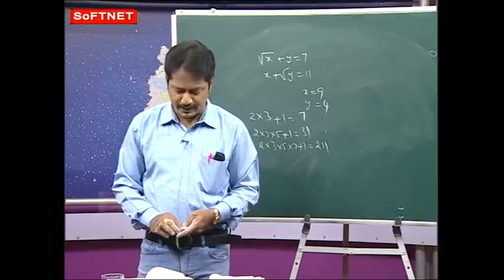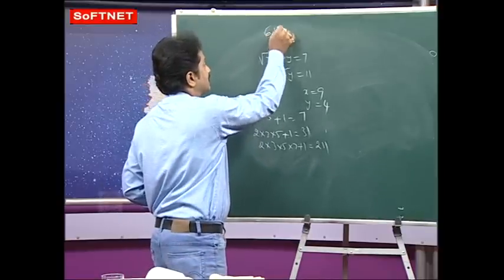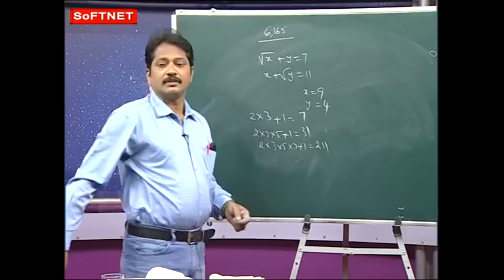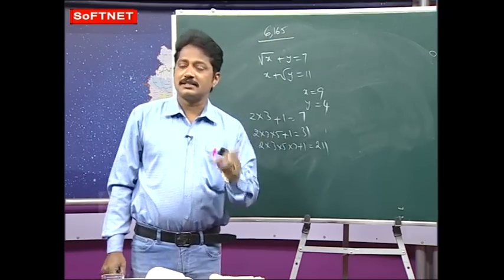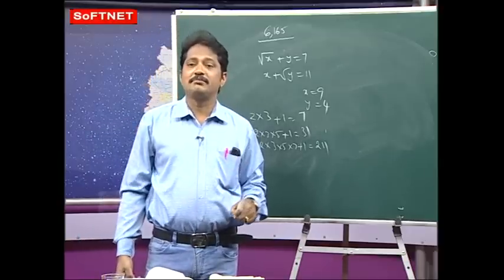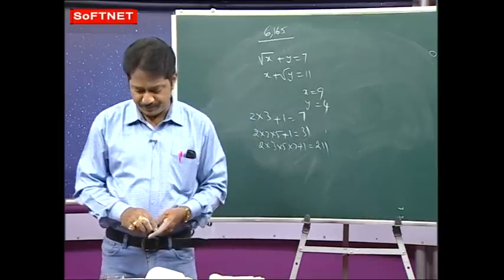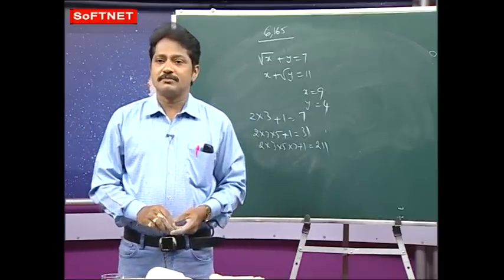Most probably it is 6,165 theorems given as a synopsis. The book name is Synopsis, and there are 6,165 theorems given by Ramanujan. That's the greatness of a mathematician. Clear? This is most important.